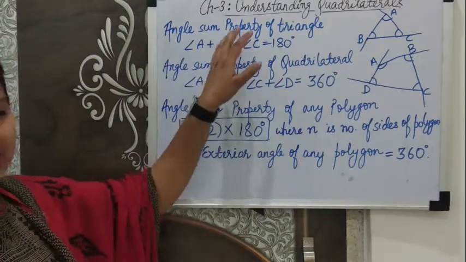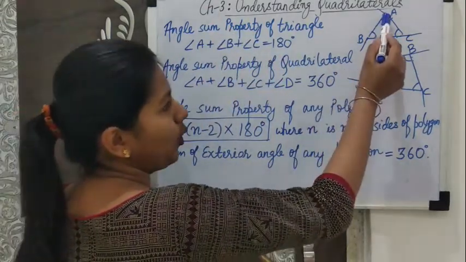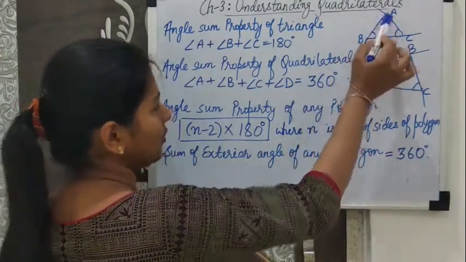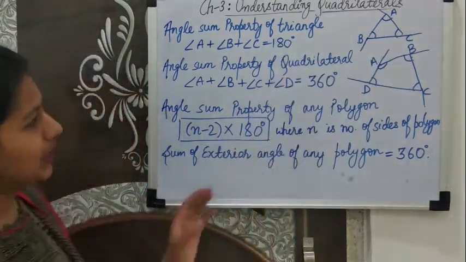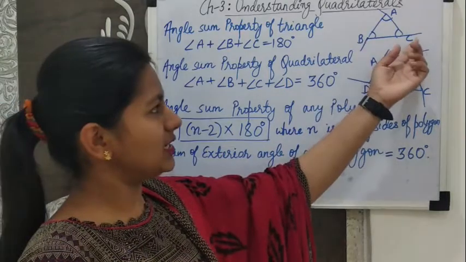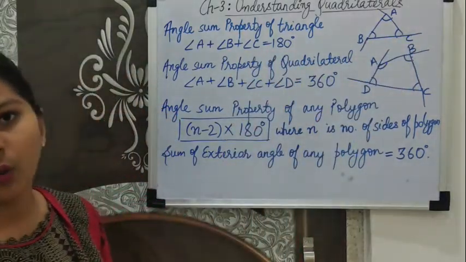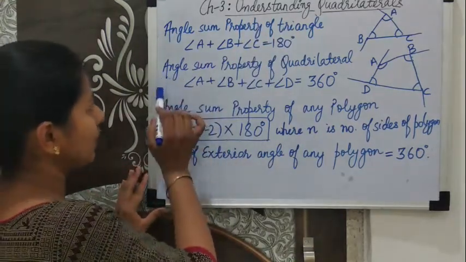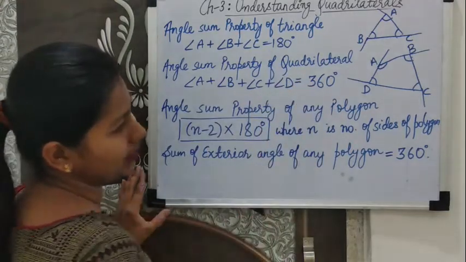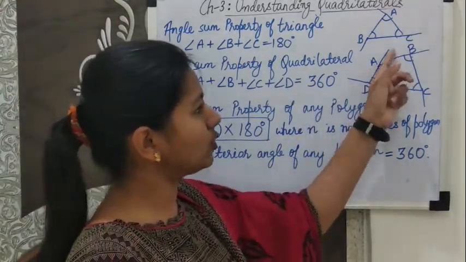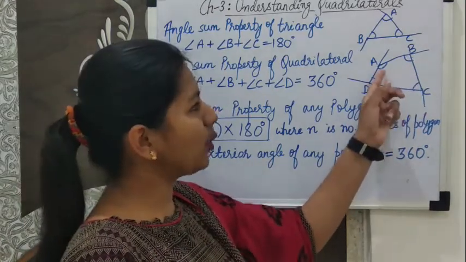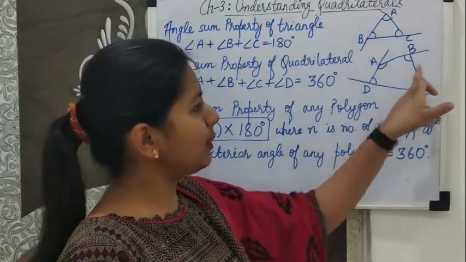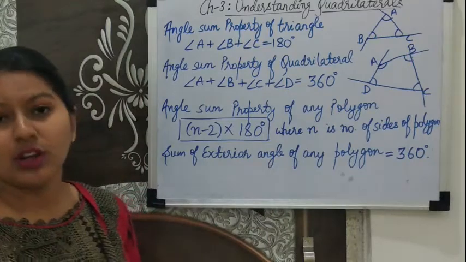This we have studied in class 7th also: when we add all three angles of a triangle, what do we get? 180 degrees. Angle A plus angle B plus angle C in triangle ABC is equal to 180 degrees. This we have already studied in class 7. Now, in a quadrilateral, how many sides? 1, 2, 3 and 4 sides. How many angles does it have? 1, 2, 3 and 4 angles. So angle A plus angle B plus angle C plus angle D is equal to 360 degrees.